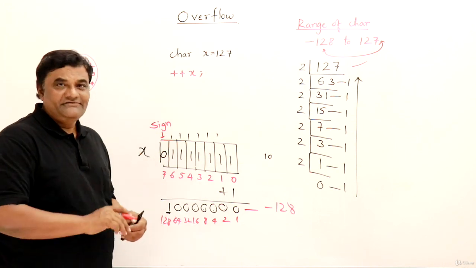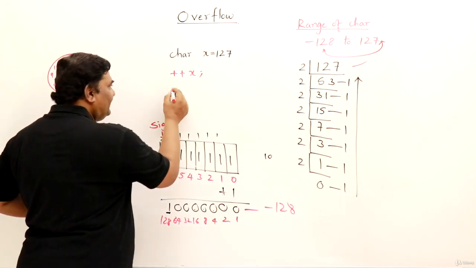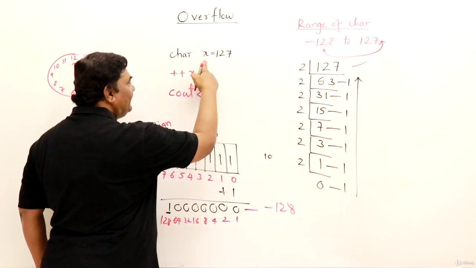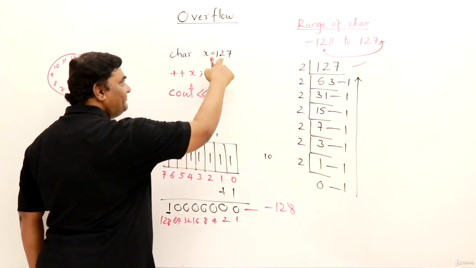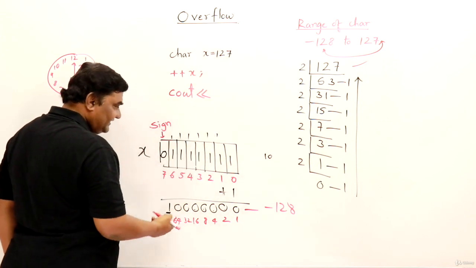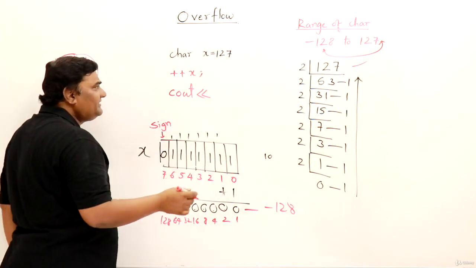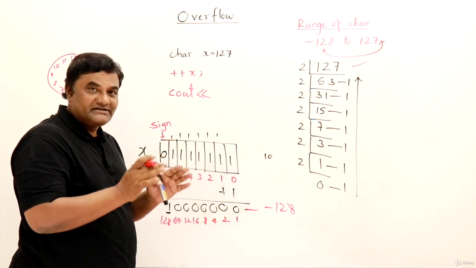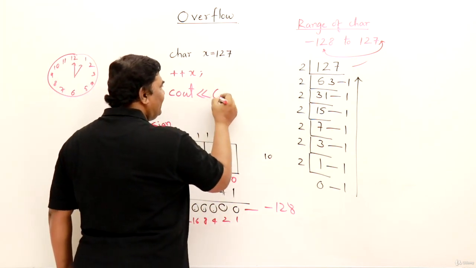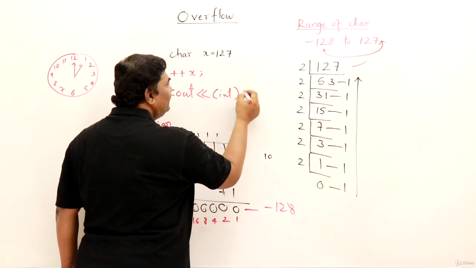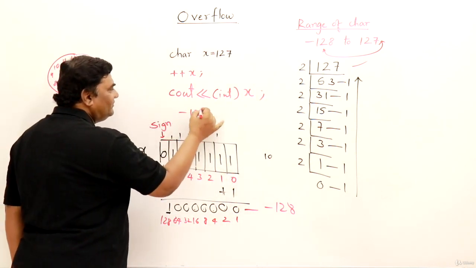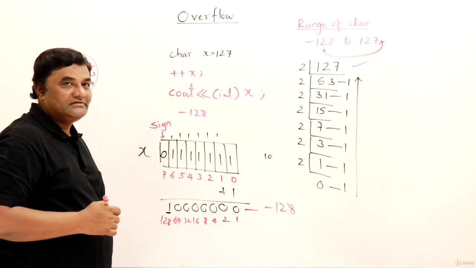Now let us display this value and check it. If I write cout x, it will display a symbol, that is the character symbol for this one. Since it is minus 128, some junk character will appear. I want the numeric value, that is minus 128. So typecast it as integer and display it. So int of x. Now you can see minus 128 displayed on the screen.